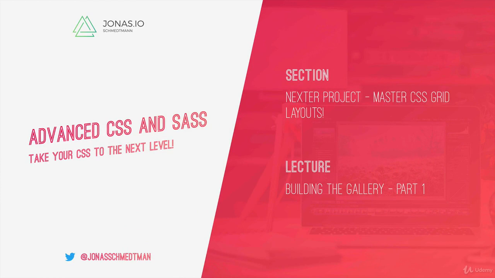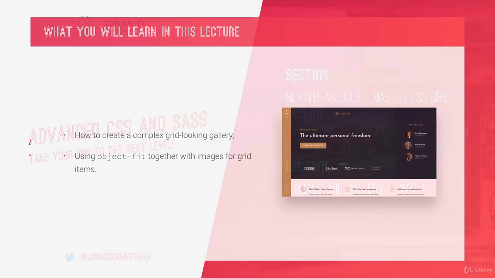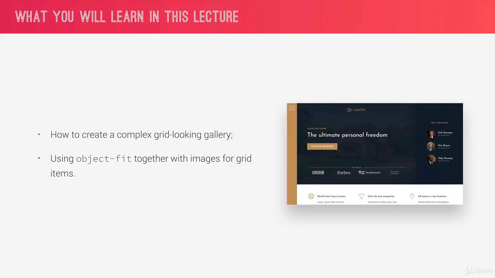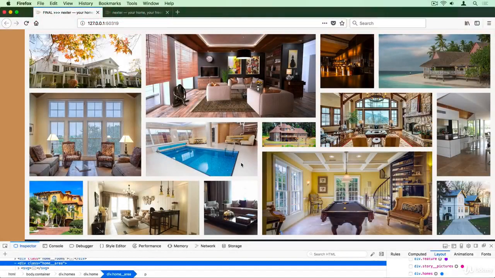It's now time for one of the most fun parts of this project, and that's building a gallery with CSS Grid. And so, yeah, that's exactly what you're going to learn in this lecture. So how to create a complex grid-looking gallery, one that you can really see was built with an underlying grid. And for that, you're also going to learn how to use object fit together with images for grid items. And this is the gallery that I'm talking about.